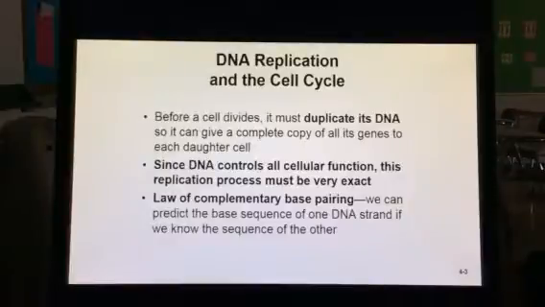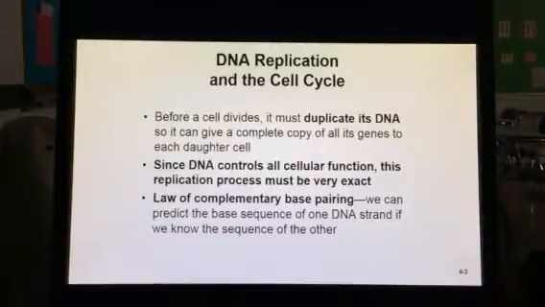Now we're going to start using the term genes, and that may or may not be familiar to you, but on the DNA, sections of the DNA code for a certain trait or a certain gene. And so it's going to be important that that full set of information is in each of the new cells. Since DNA controls all of the cellular function, the DNA replication process has to be very exact. Any mistakes are going to have consequences. So the cell has to be very particular and very precise about that copying process.